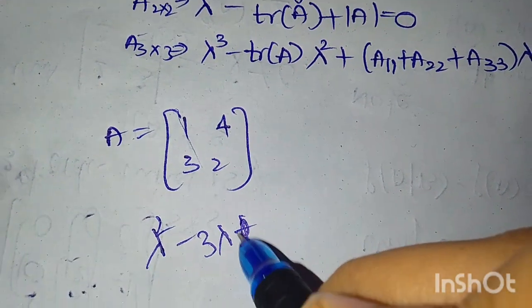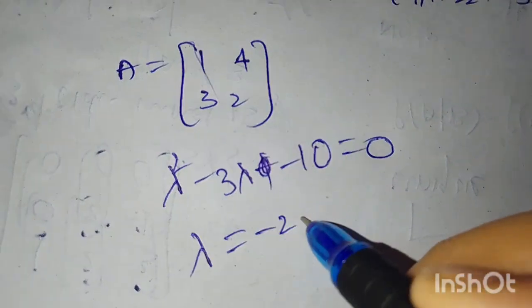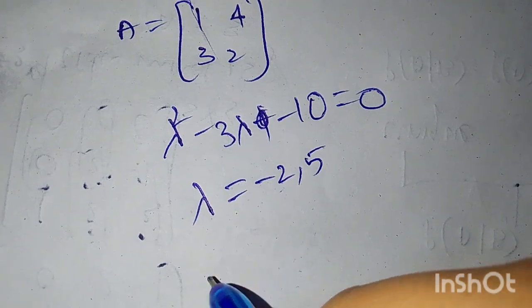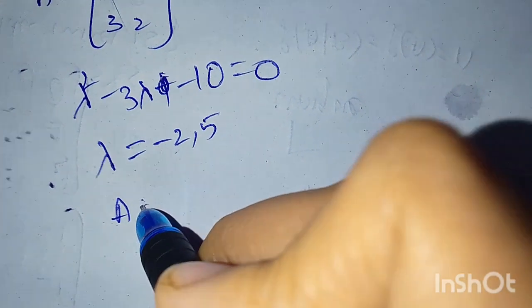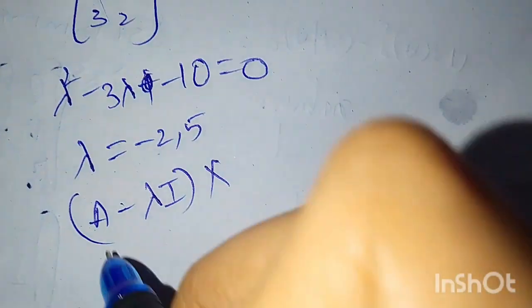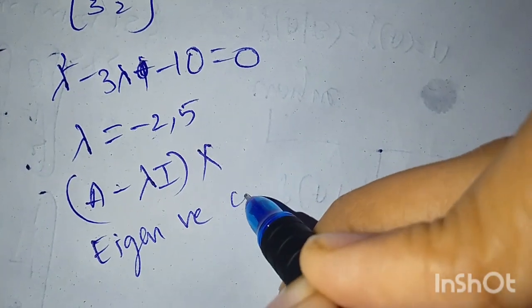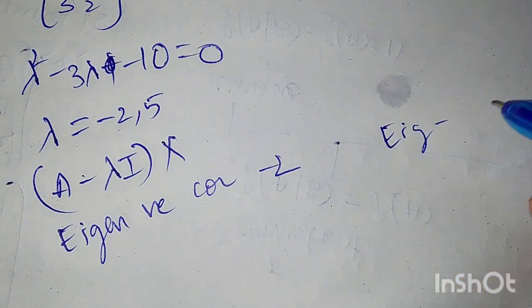So the lambda values are minus 2 comma 5. So these are my eigenvalues. Now eigenvectors: I told you, (A minus lambda I) into x. So the eigenvector corresponding to minus 2 and the eigenvector corresponding to 5 we will find. So how will we find this?